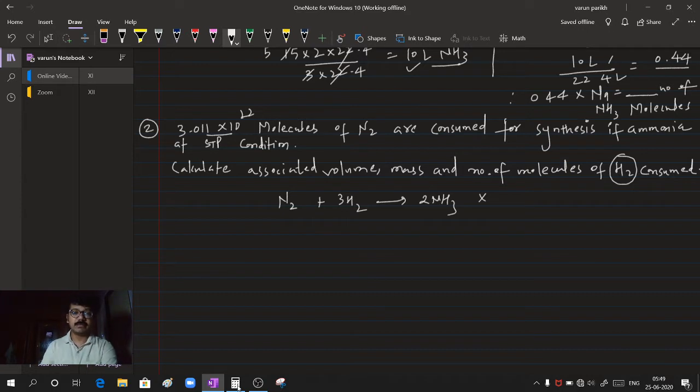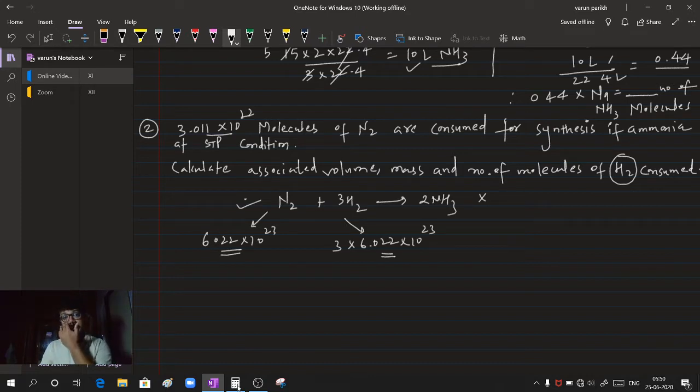So we can put the number here. It is 1 mole, that means 6.022 into 10 raised to 23 N2. Make sure your reaction is a balanced chemical reaction. Then you have to correlate the standard data. So here 3 moles means 3 multiplied by 6.022 into 10 raised to 23 molecules of H2 are there. So if these many N2 react, these many H2 are required. So if these many N2 react, then how many H2 are required?